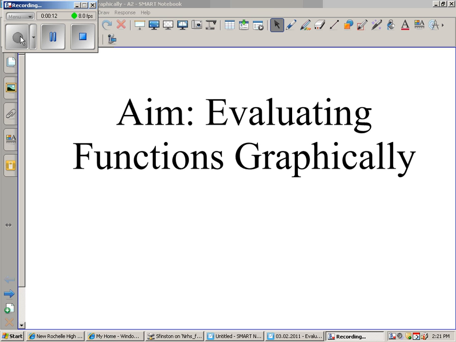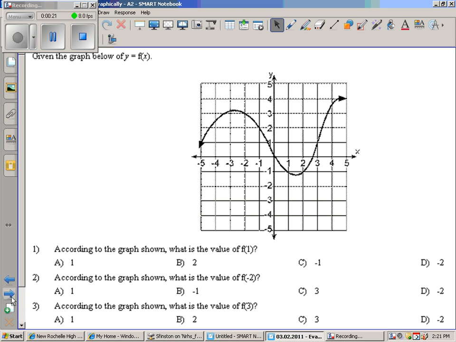Today's aim, at least for the first 20 minutes, we're going to evaluate functions graphically. I gave you all a worksheet, and this is what's on the worksheet. True story, morning glory? Okay.